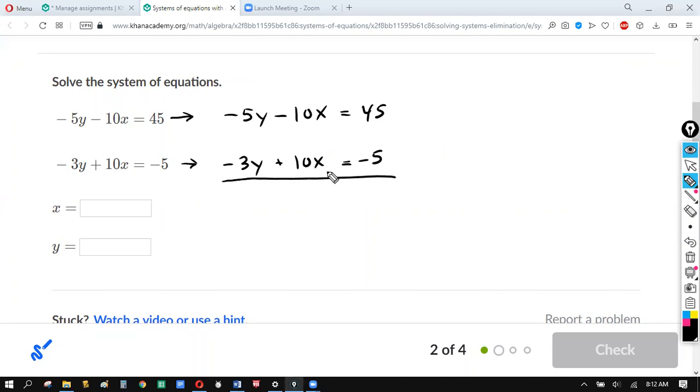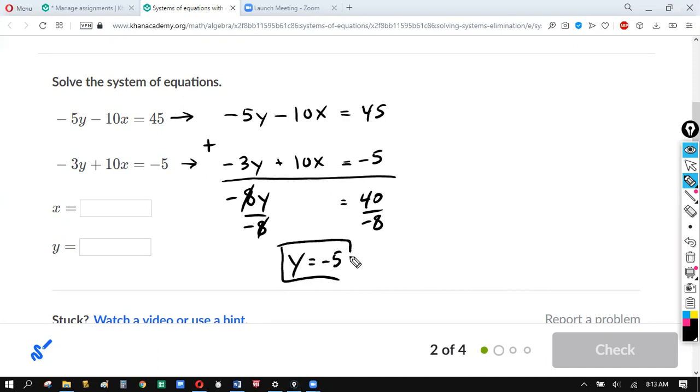All right. So you see we have a negative 10x and a positive 10x. So let's just add these two equations to each other. Negative 5y plus negative 3y is negative 8y. And negative 10x plus 10x is just 0. That cancels out. That's exactly what we wanted. And then 45 minus 5 is just 40. Okay, now divide both sides by negative 8. The negative 8's cancel. And y equals 40 divided by negative 8. That's negative 5. Okay, and that goes right in the box.